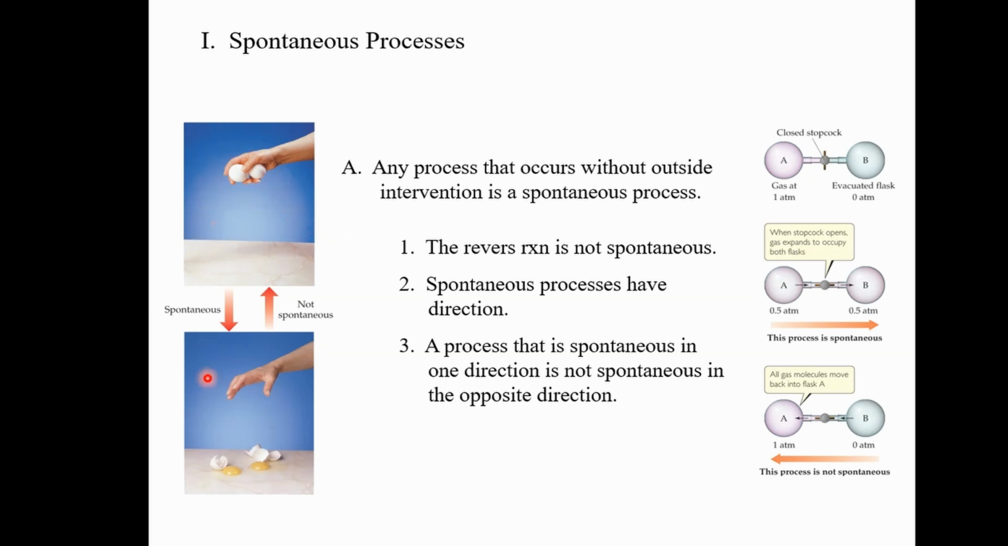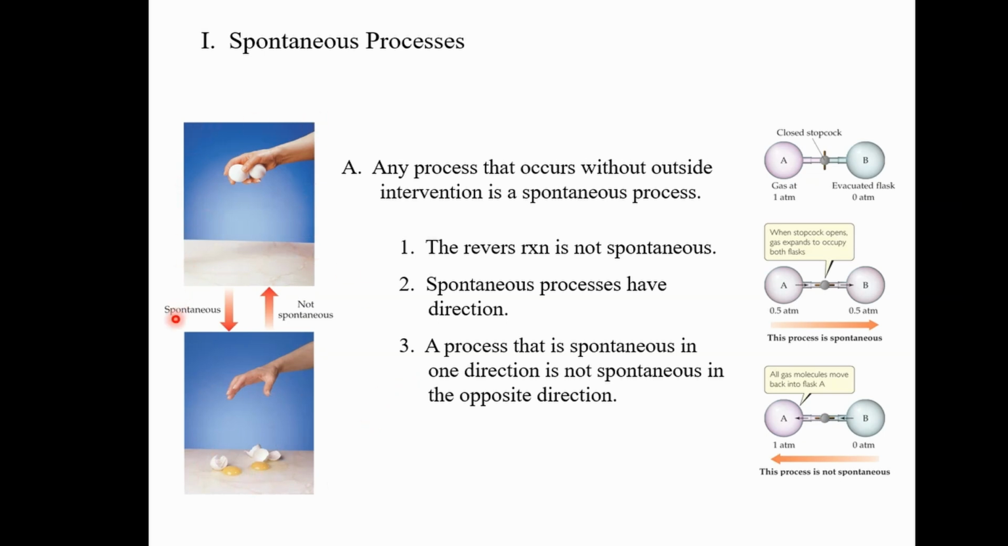So when this occurs spontaneously, what does that mean? Any process that occurs without outside intervention is said to be spontaneous. So granted, the guy had to loosen his grip on these eggs, but they spontaneously fell to the countertop, broke into pieces, created a mess. A process that is spontaneous in one direction is not spontaneous in the opposite direction. Now we can videotape it and run the film backwards, and it looks like it occurs. This is spontaneous. This is not spontaneous.